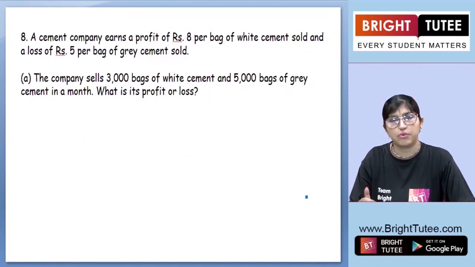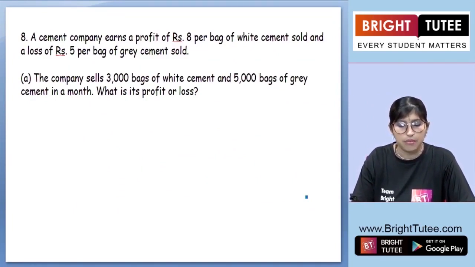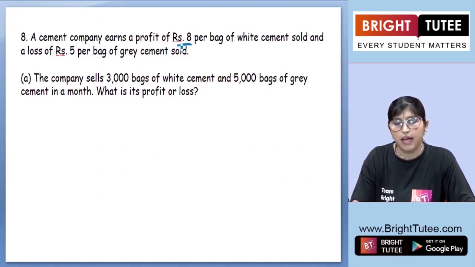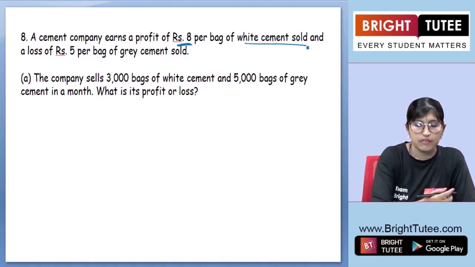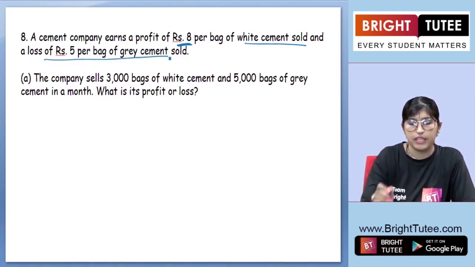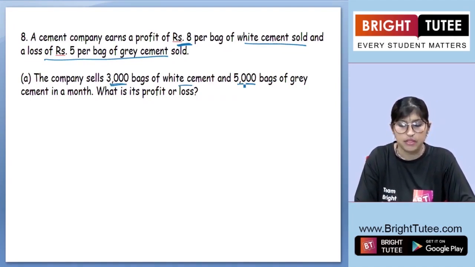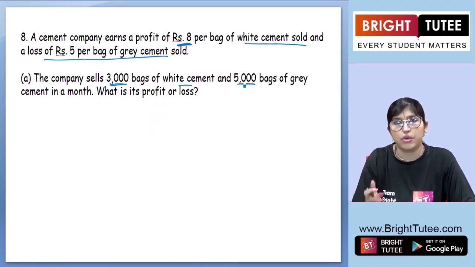We have 2 parts for this question. Now let's try and read this question and understand it. So a cement company earns a profit of ₹8 per bag of white cement sold and a loss of ₹5 per bag for grey cement sold. Now the company sells 3,000 bags of white cement and 5,000 bags of grey cement. Now what is its profit or loss? So we need to check what is its profit or loss.